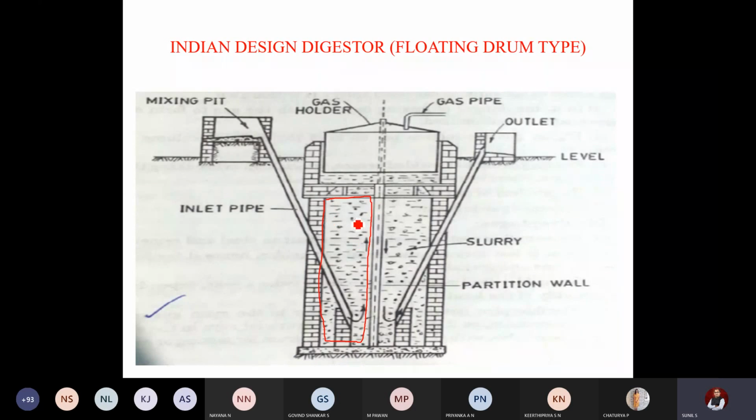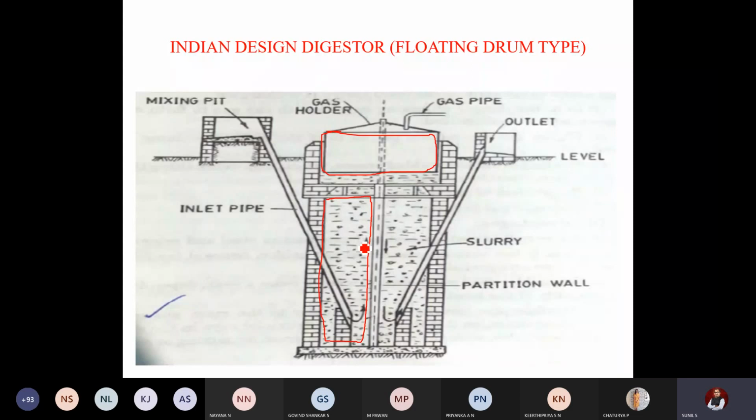In the process of digestion, we have discussed the four sets of reactions that take place. When the digestion process progresses, gas will be released. This gas starts collecting in this drum, which will usually be a stainless steel or any other metal drum. As the gas starts filling, it will start floating, which is an indication that the digestion process is getting completed.